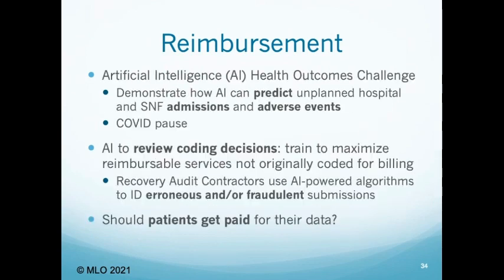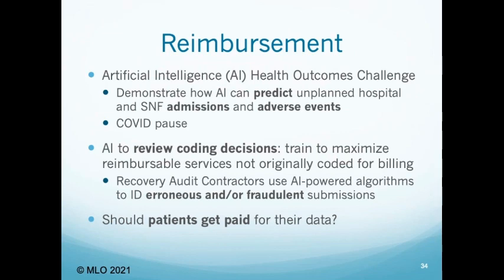The government created a system to assess how effective AI could be in healthcare, by creating something called the Artificial Intelligence Health Outcomes Challenge. And it was intended to assess how well AI can predict unplanned hospitalizations, SNF admissions, and adverse events. Unfortunately, COVID came along, and this has now been put on the back burner. AI can also be used, and is being used, to review coding decisions.